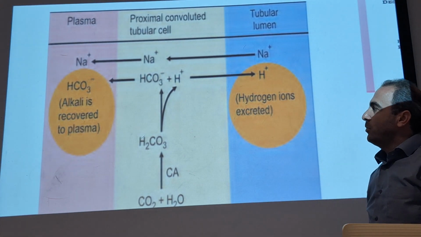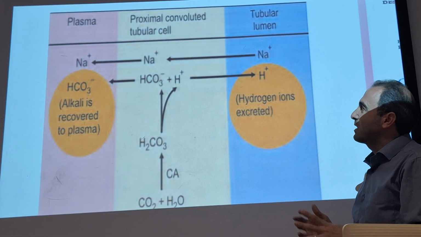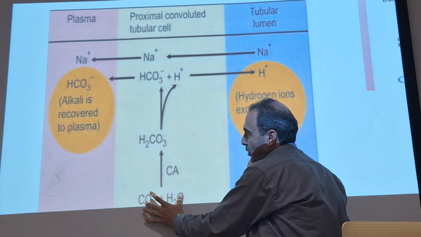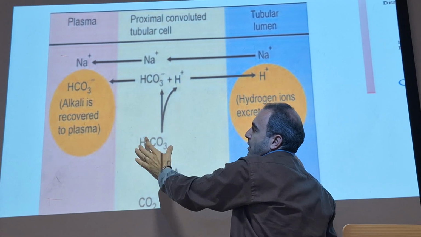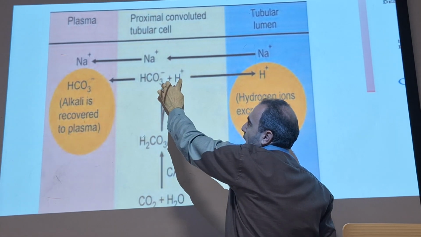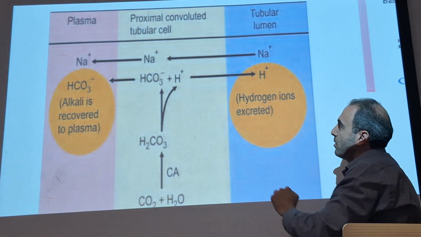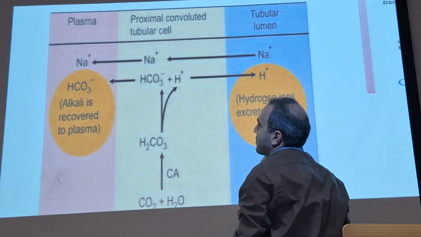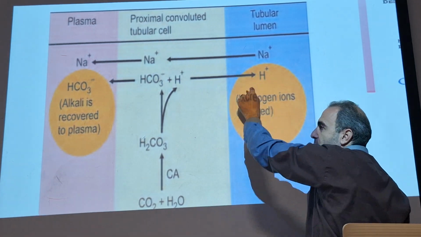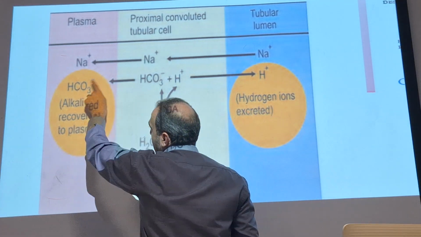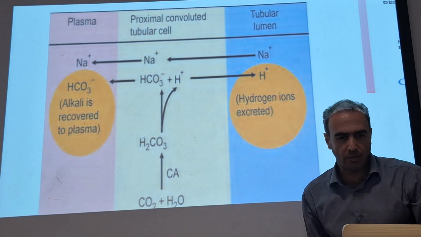In the proximal tubule there is plasma, and here is the tubular lumen. What has happened here? In the proximal tubule, we combine CO2 and H2O together. It's converted to carbonic acid and then H+ and bicarbonate. This H+ can be excreted by the hydrogen ion exchanger, and sodium is reabsorbed. So we can excrete H+, and also we can recover bicarbonate. Okay? Bicarbonate is recovered, or alkali is recovered.